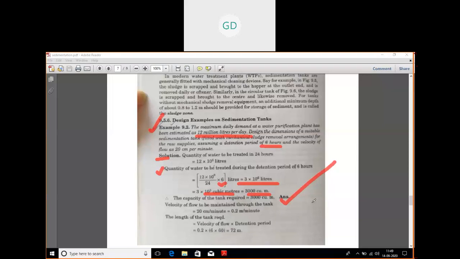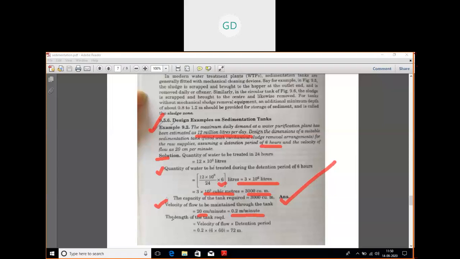So multiply the MDD, that is the maximum daily demand, with the detention period. You will get the required capacity of the tank. Now, what else is given? The velocity of flow is given as 20 centimeter per minute. We need to convert it to meter, since the previous answer we have converted to meter. So 20 centimeter is 0.2 meter per minute.